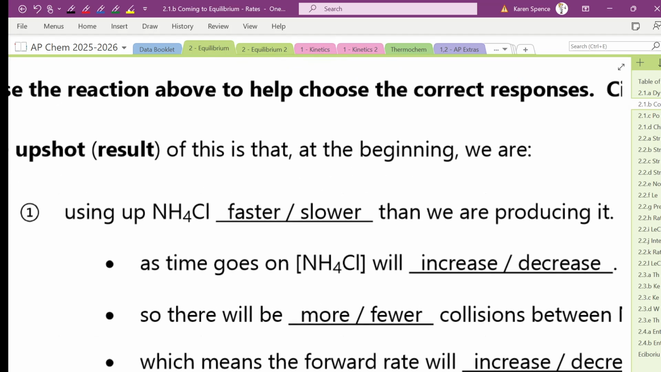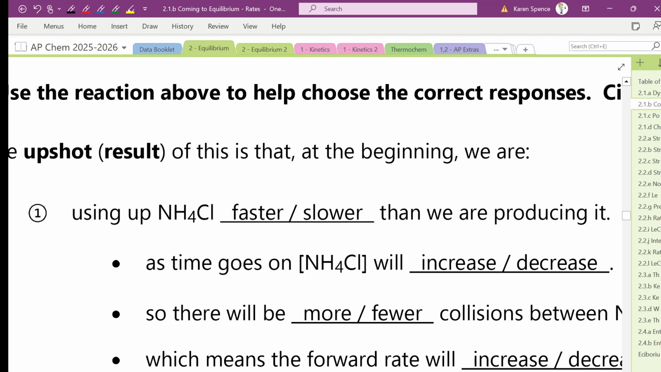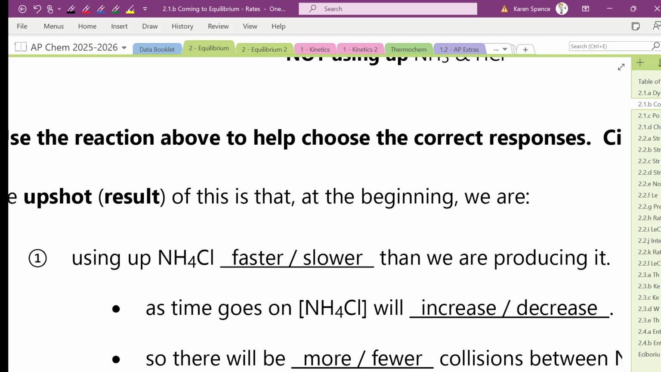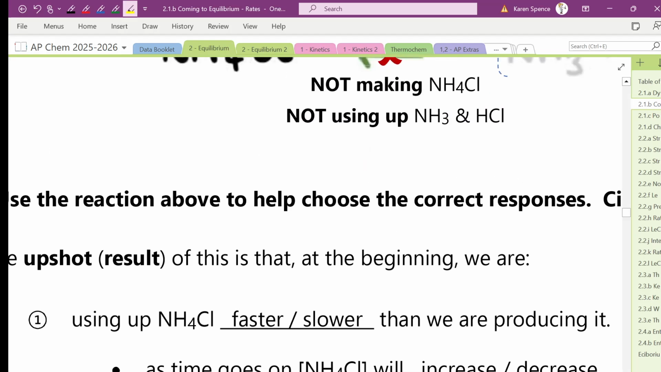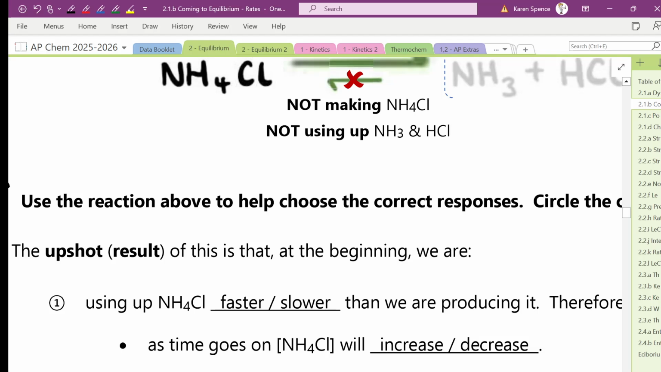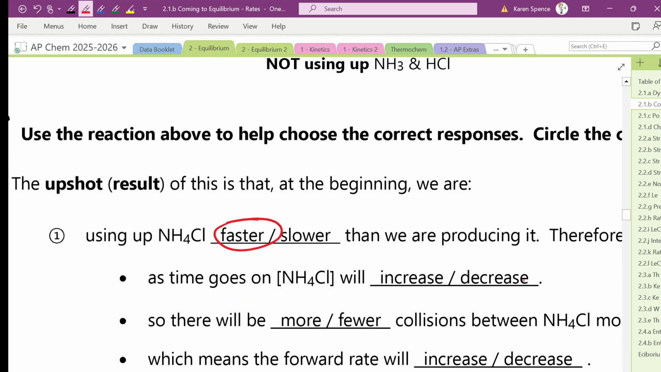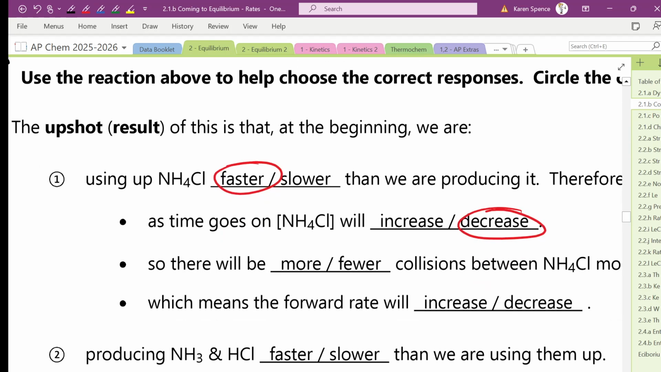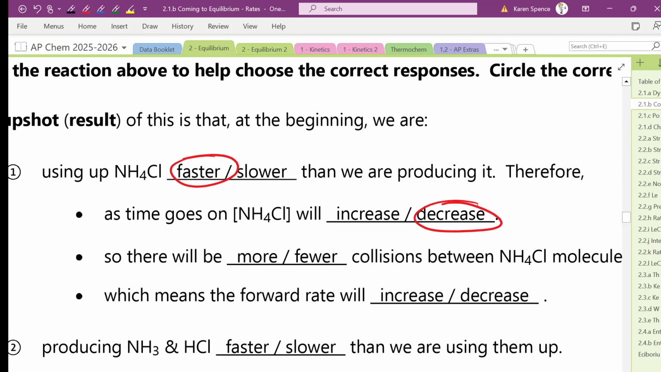Are we using up NH4Cl faster or slower than we are producing it? We are using it up faster than we are producing it. So what will happen to the concentration of NH4Cl? It's going to decrease because we're using it up faster than we're making it. So will there be more or fewer collisions between NH4Cl molecules? There will be fewer. And if there are fewer, then what is happening to the forward rate? The forward rate will decrease.